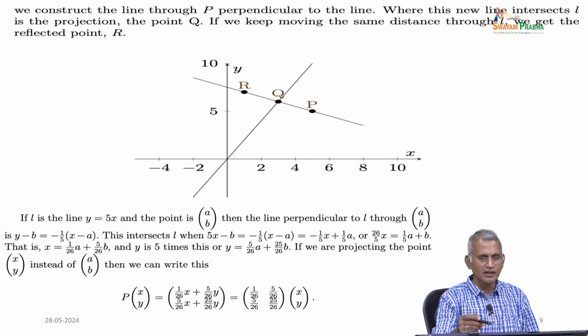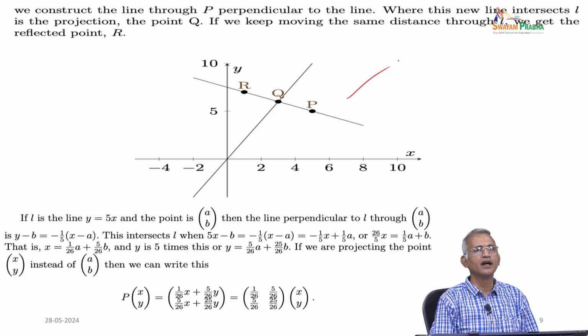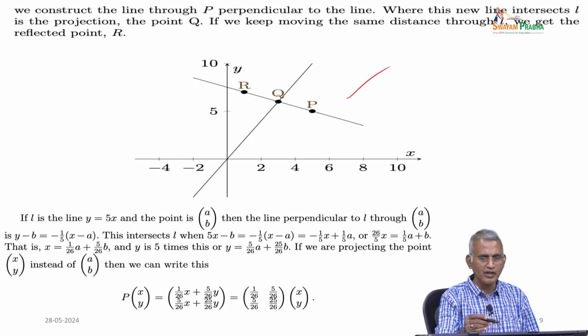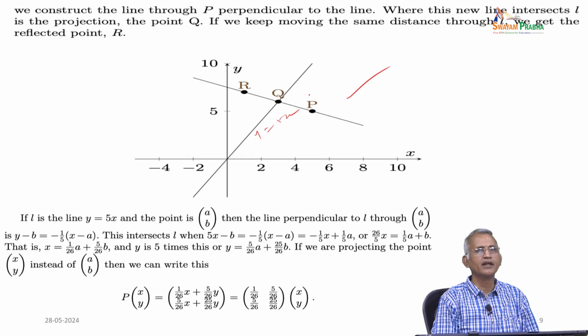So, the points can be explained here with the line y equal to 5x. Take the point (a, b), and then the perpendicular to L through the point (a, b), where we apply y minus y1 equal to m times x minus x1. Then y minus b equals minus 1/5 times x minus a will be generated, and we have a straight line.